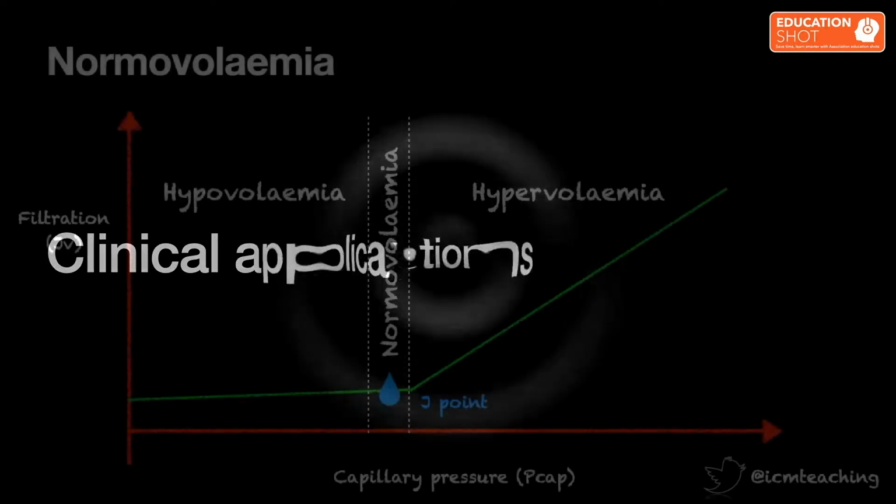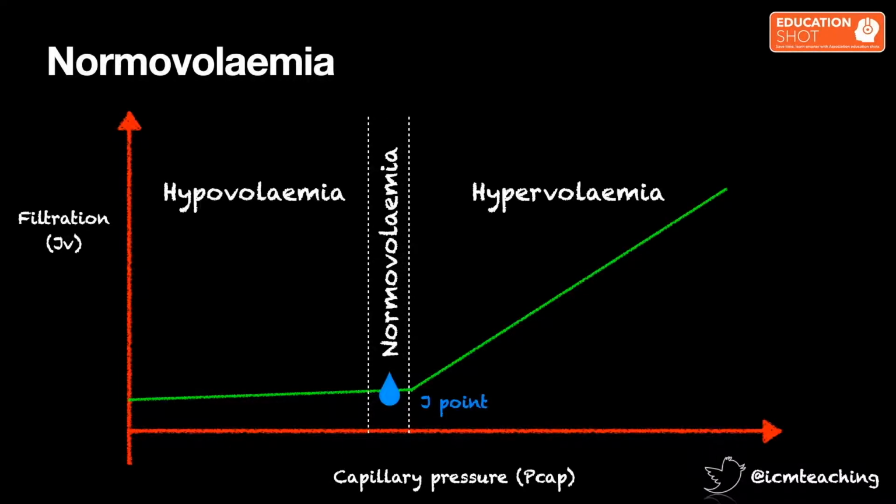So how is all this relevant clinically? Well, let's see what happens when we give IV fluid in different situations. In normovolemia, infusion of crystalloid will raise capillary pressures, and as normovolemia lies close to the J point, the result will be increased filtration of fluid from the vessels into the interstitium. Up to a point, this will be taken care of by increased lymphatic flow.